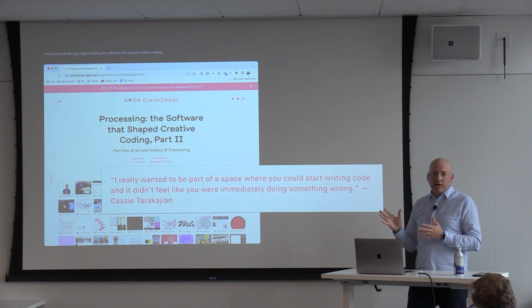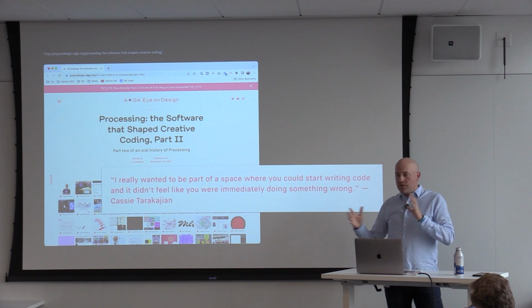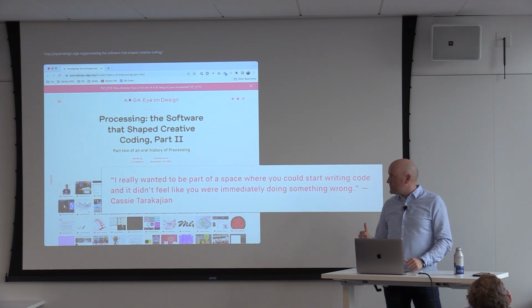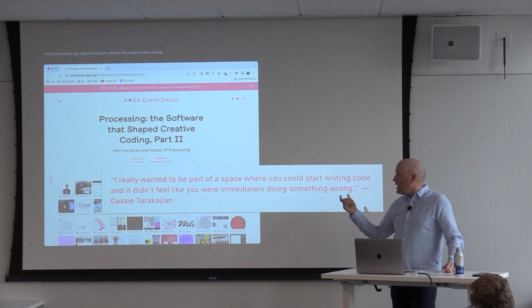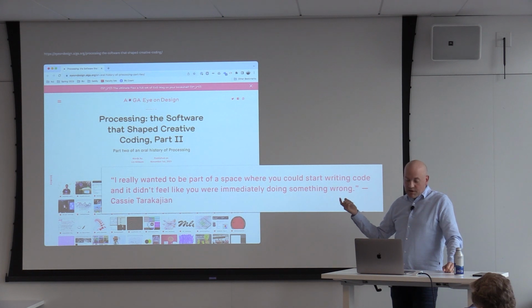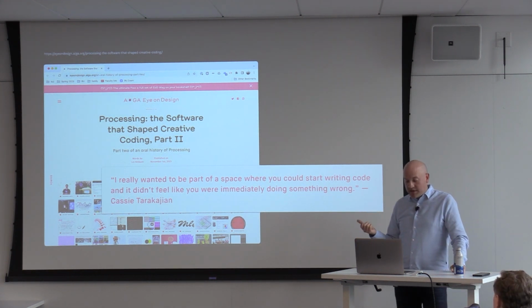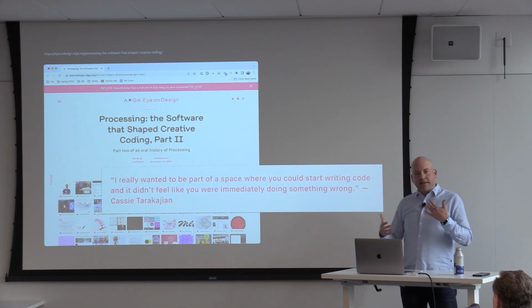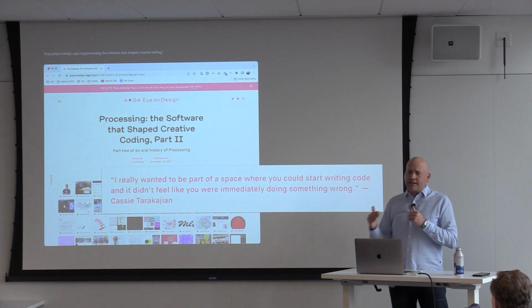There's a great article on the AIGA, the American Institute of Graphic Arts, which is a traditional graphic design blog, although they do a really great job of looking at different mediums, that talks about the history of Processing. It's a 2-part post, and there are a lot of great quotes, but I like this one that says, "I really want to be part of a space where you could start writing code and you didn't feel like you were immediately going to do something wrong." I think that's the pressure that comes with technology, and especially with code. And I actually think it's gotten worse.